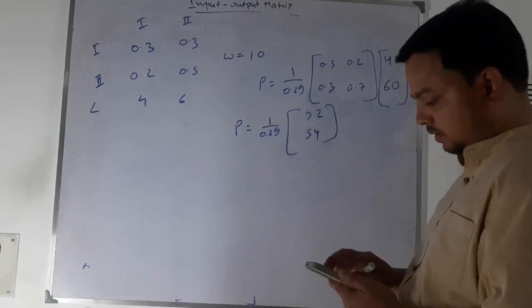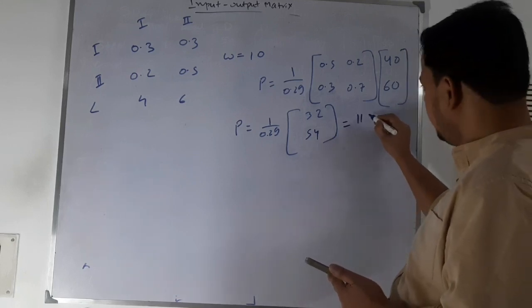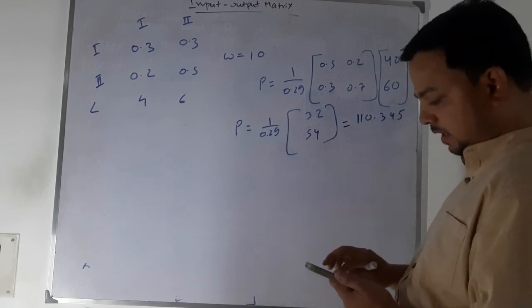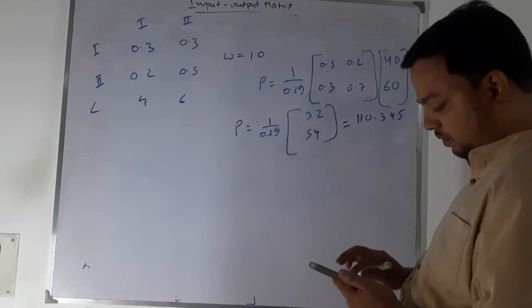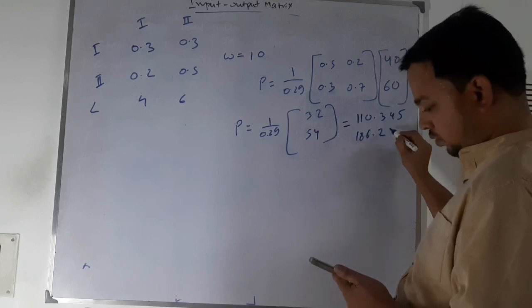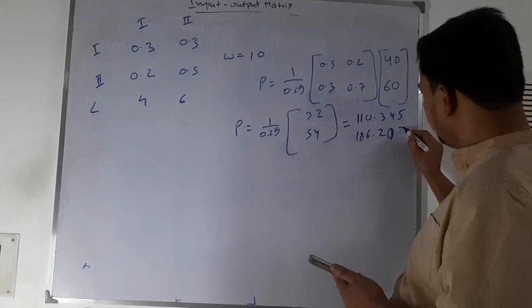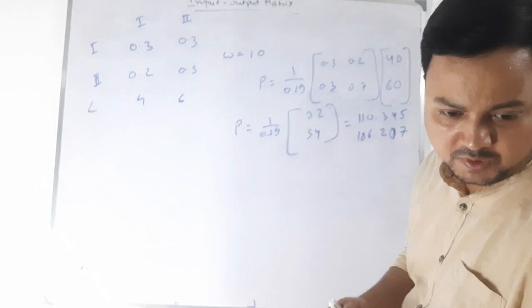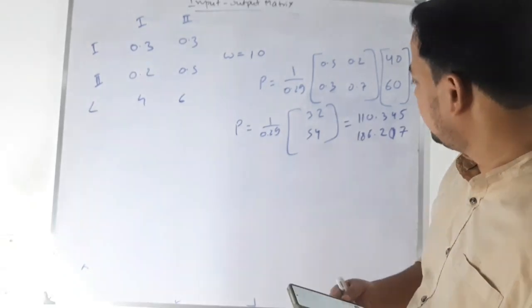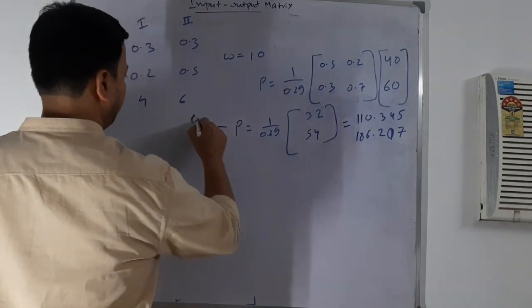So I'm getting 32 divided by 0.29, which will be 110.345. Then I am having 54 divided by 0.29, which will be 186.207. Let me check the answer. 110.34 is correct. We get the answer. Let me verify it with the price equation. This is P1, P2.